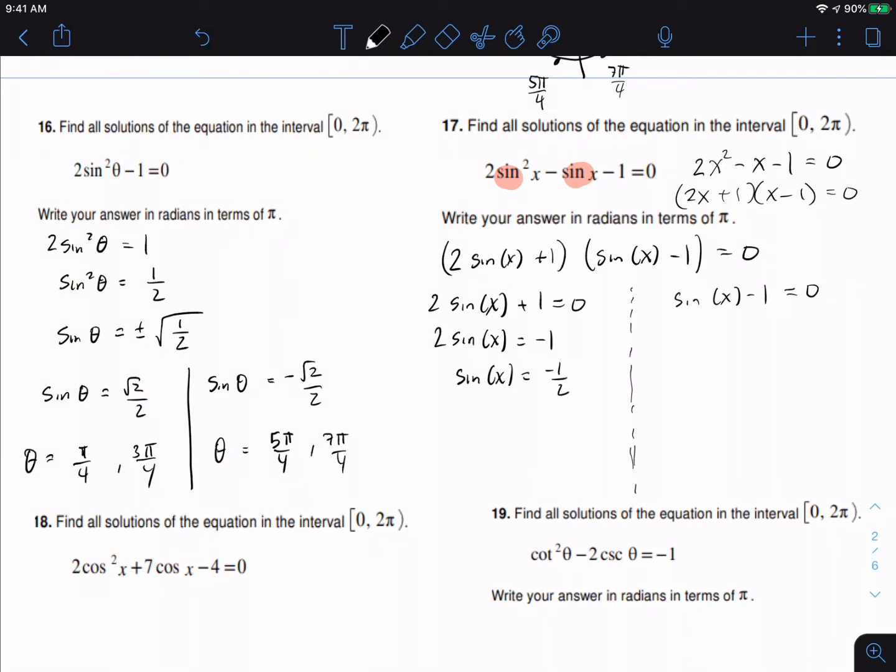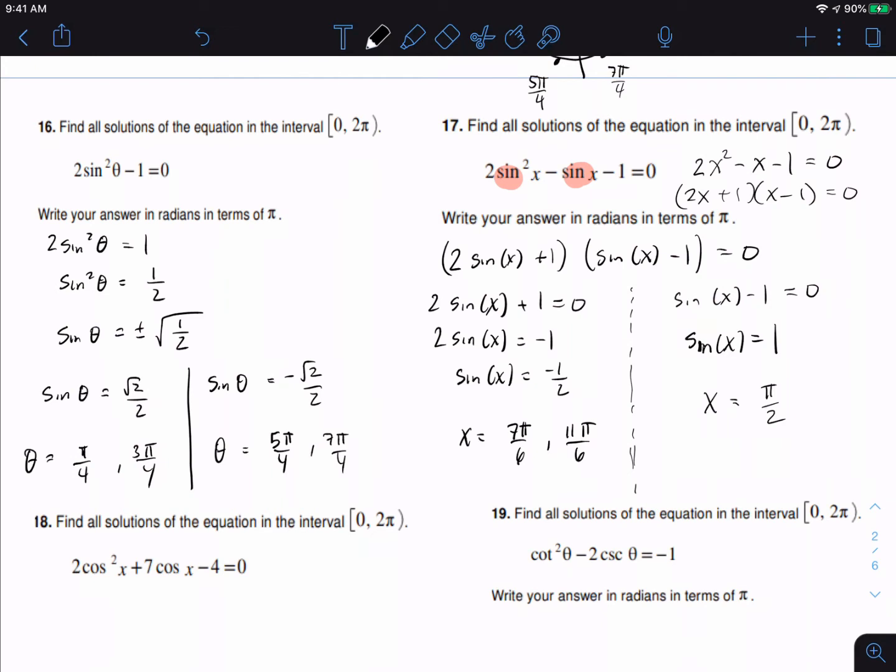Where does that happen? You can look at your unit circle. It happens at 7 pi over 6 and 11 pi over 6. So that should happen in the third and fourth quadrant because sine is in terms of y, so you should be below the x-axis. My other one over here, I'm going to get sine of x is equal to 1. Where does that happen? And that happens at pi over 2.